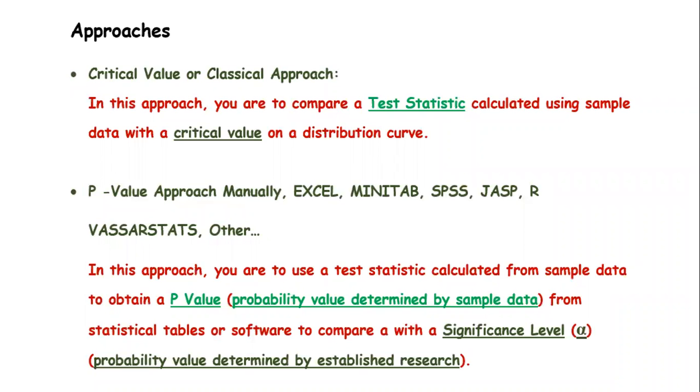There are two main approaches to test the hypothesis: the critical value or classical approach and the p-value approach. In the critical value approach, you are to compare a test statistic calculated using sample data with a critical value on a distribution curve, whereas the p-value approach can be done manually or with Excel or any other software, like JASP. In this approach, you use a test statistic calculated from sample data to obtain a p-value. That's a probability value obtained from statistical tables or software. And then you compare that p-value with a significance level called alpha, which is another probability value determined by established research.